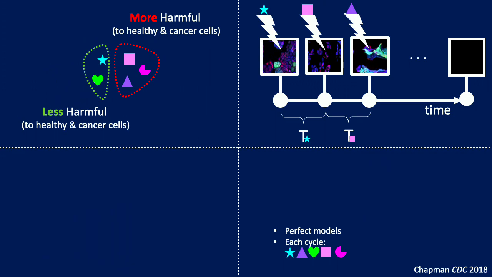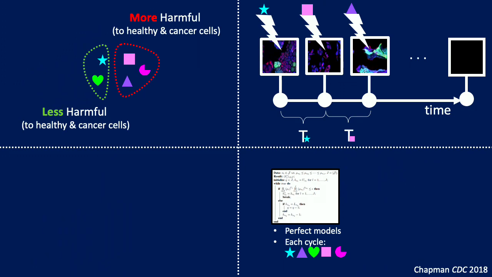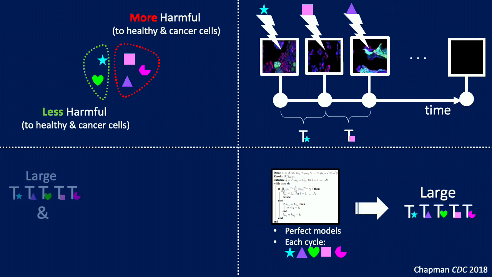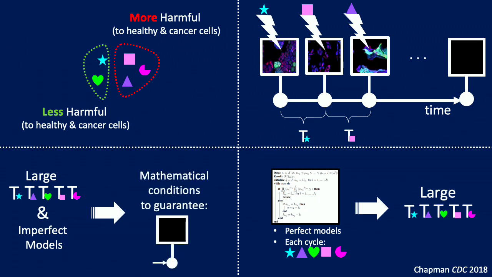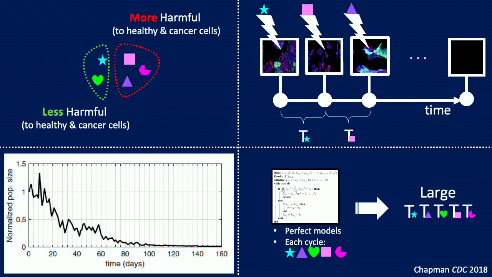In the ideal scenario where we assumed perfect models and in each cycle, every drug would be applied once, we designed an algorithm that optimized for longer waiting times between treatments. And using the output from this algorithm and the knowledge that our models are actually imperfect, we developed mathematical conditions to guarantee cell death over time. And here's an example simulation of these cancer cells dying over time under our imperfect models and our mathematical conditions.